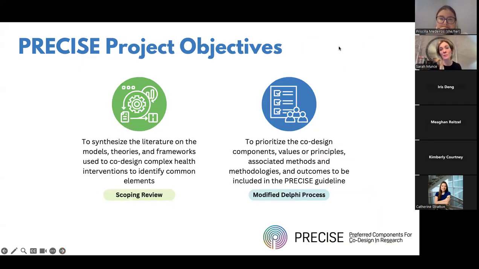So as I mentioned, the project, in line with other reporting guidelines, has two phases. The scoping review is the focus of the presentation today, aiming to synthesize the literature specifically on the models, theories, and frameworks used to co-design complex health interventions, to identify their common elements. And then the phase that we're launching into now is the modified Delphi process, which is to prioritize the co-design components, values and principles, associated methods and methodologies, and outcomes to be included in the guideline.